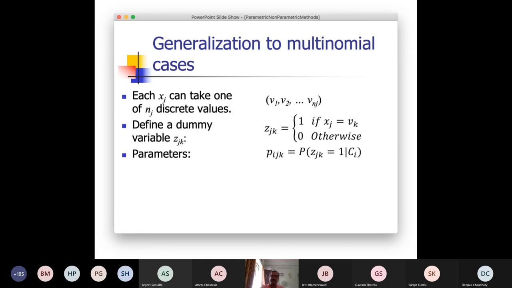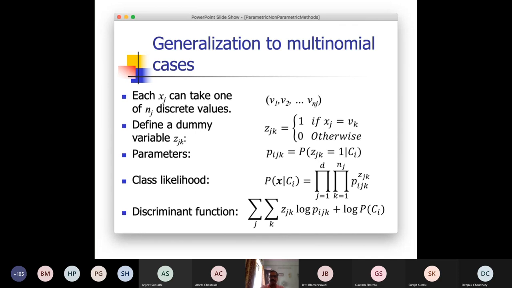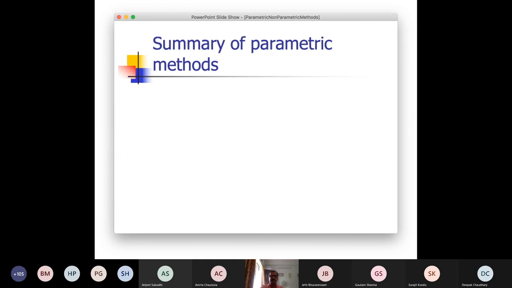And so you have parameters for each outcome, based on each outcome. So you have another dimension added to that. So this representation is the same, a simple extension, and you can show that this is also the same kind of linear functions that you get.